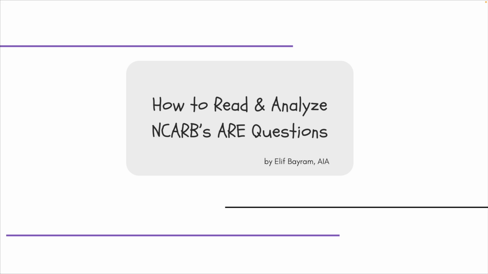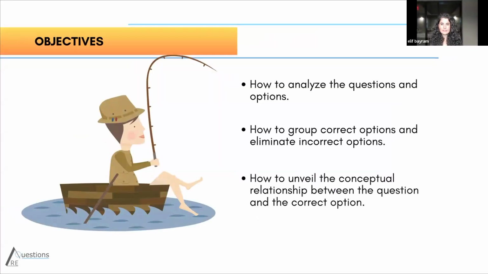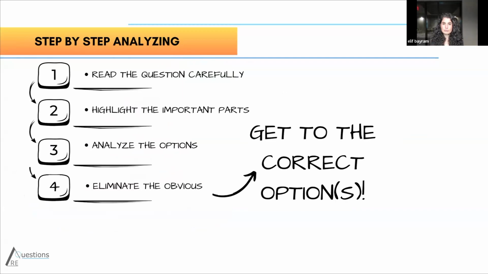So let's begin. The objective of this exercise is to show you how I analyze the questions and the options, how I group the correct options and eliminate the incorrect ones, and how I unveil the conceptual relationship between the questions and the correct options, because this conceptual relationship is the goal of the question writer. The question has a concept, and there is always a connection between the concept and the correct option or options. So first, read the question carefully.